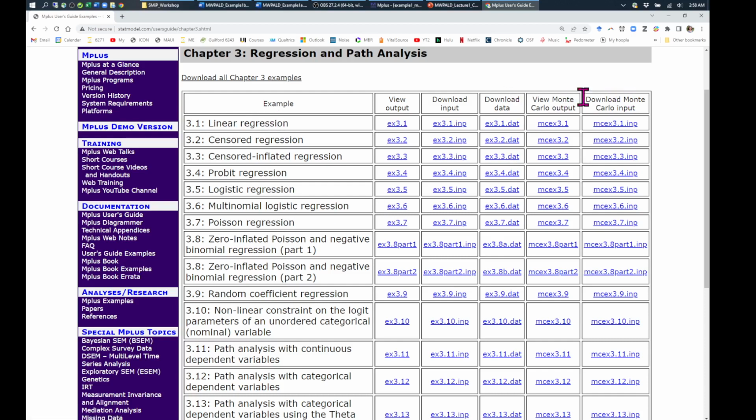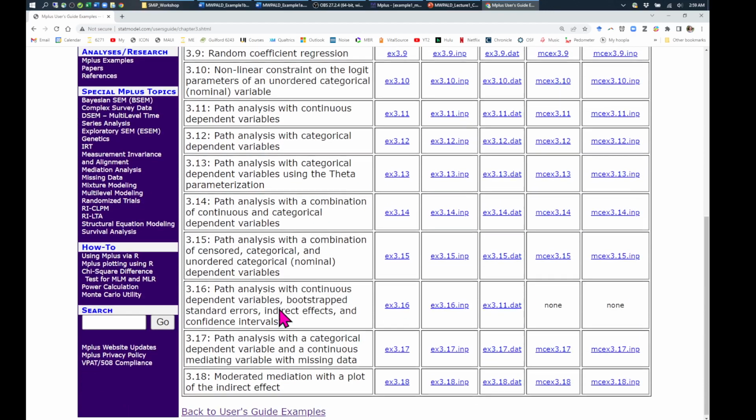And then the last two columns, by the way, are Monte Carlo simulations for power analysis. So it makes up data in which the relationships are known, makes up like 1,000 data sets, for instance, estimates the model 1,000 times and compiles the results. And the proportion of replications in which you get a significant result is your empirical power rate. So it has basically ways to do power analyses for every single model that they've illustrated.